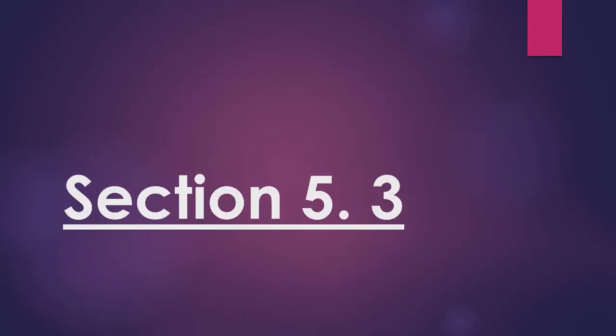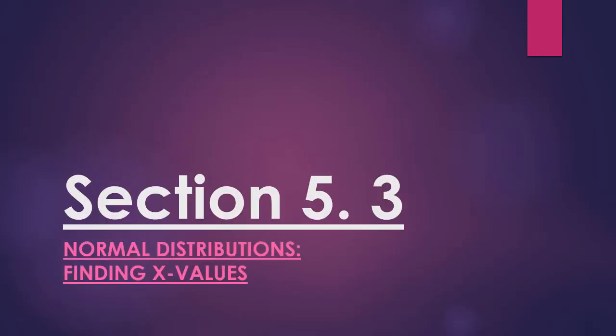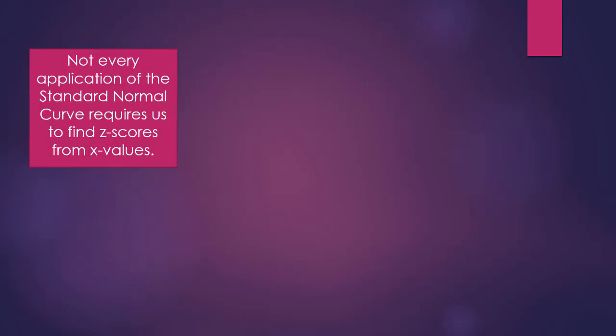Today we're going to be talking about section 5.3. 5.3 is about finding x values in normal distributions. So when we're looking at the standard normal curve, a lot of times we're trying to find z-scores from x values. But that's not always the case.